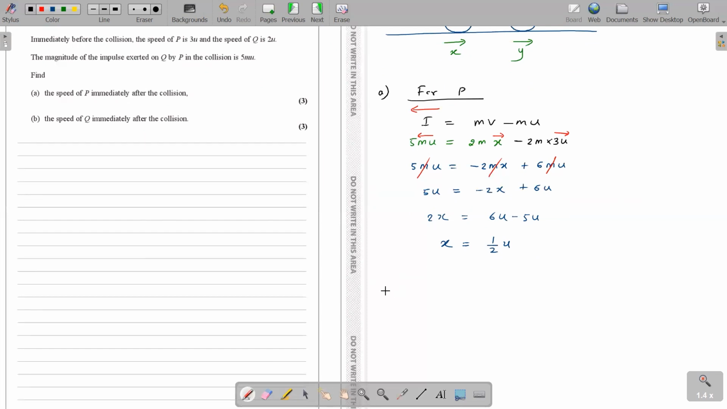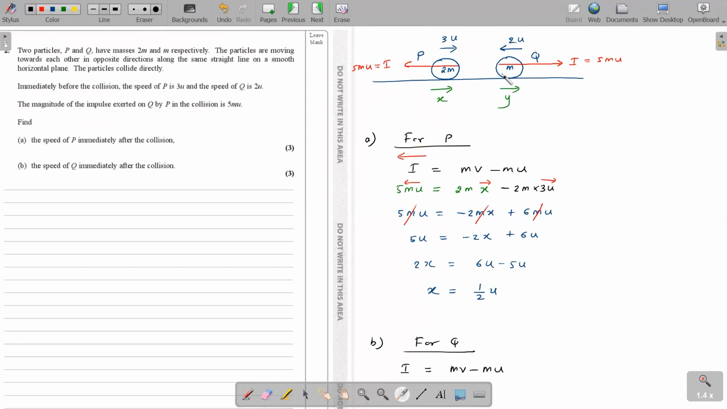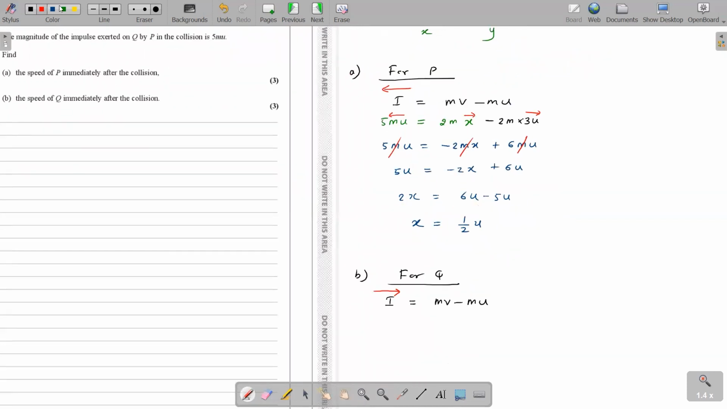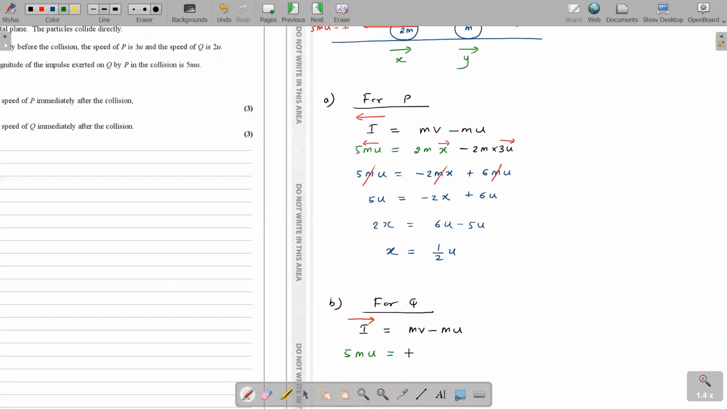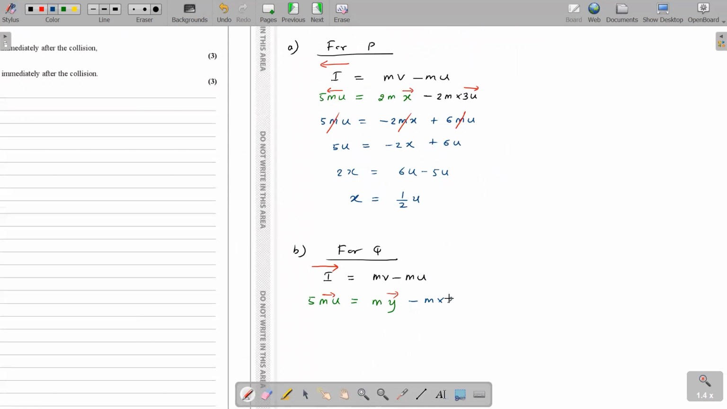Again, what do we do? To get the speed of Q, we use for Q, I equals mv minus mu. Are you with me? So I equals mv minus mu. So for Q, what's the positive direction? For Q, the impulse is acting, the right side is the positive direction. Then we apply 5mu for Q, impulse. Mass of the object Q is m, right? Final velocity is y. So all of them are to the right. Minus mass is m. Initial velocity 2u, but that is to the left.